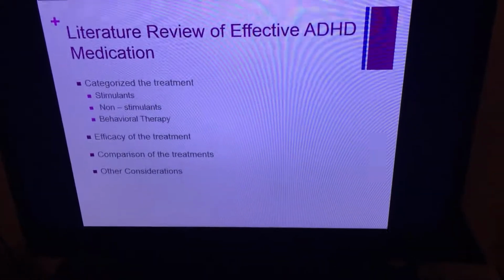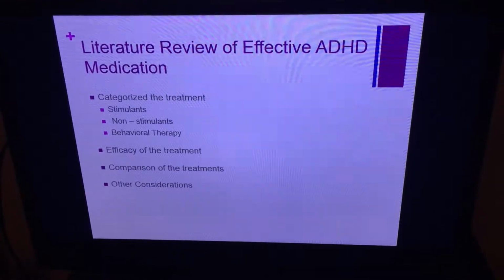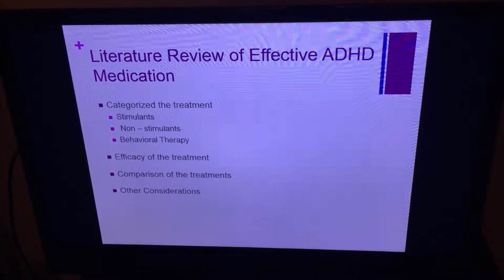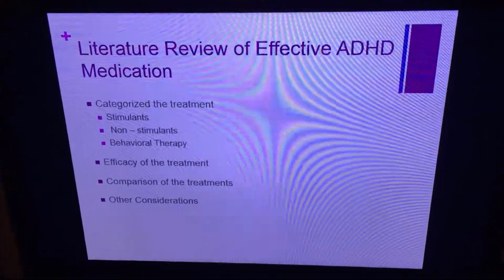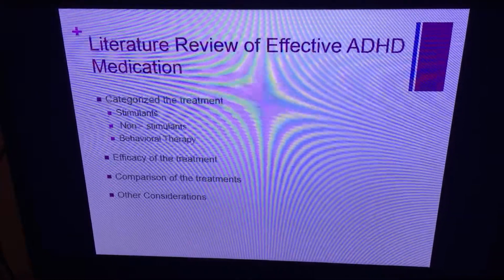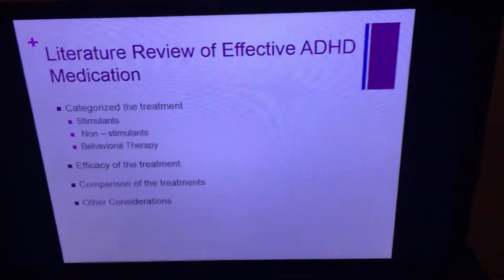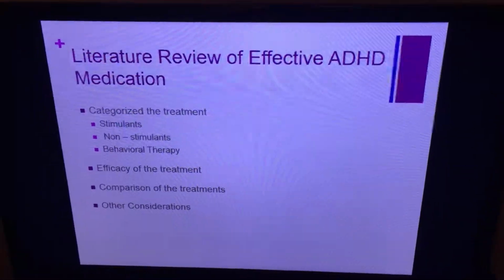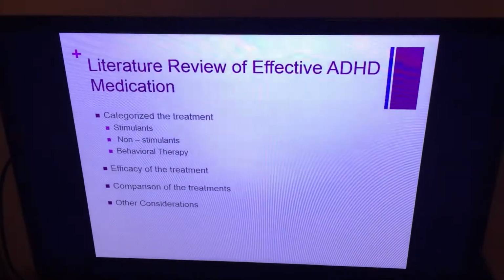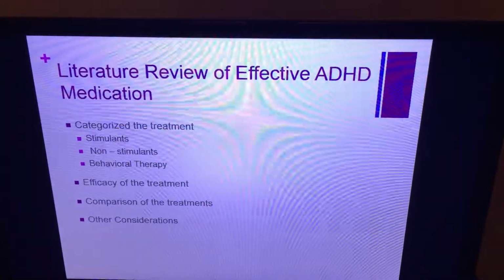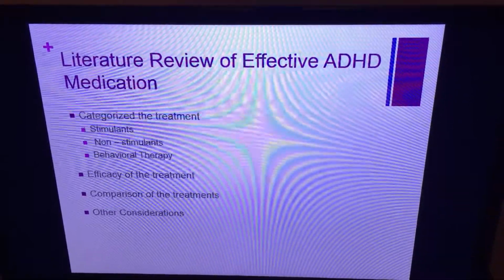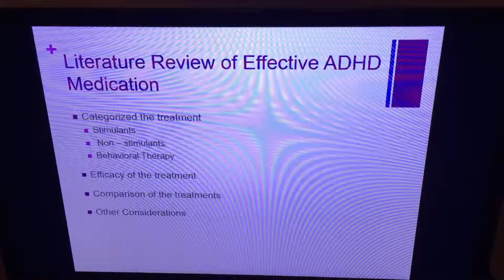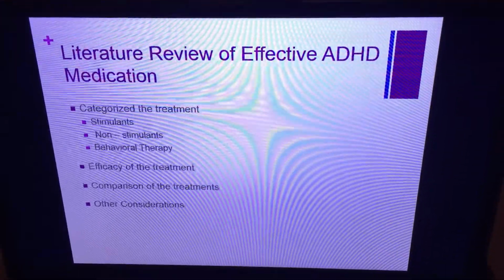Okay, and then next, there's a literature review of effective ADHD medication. This reviewed the past 15 years of effective ADHD medication. The first step, they categorized the treatment into 3 categories: stimulants, non-stimulants, and behavioral therapy. And they measured the efficacy of the treatment, and then compared the treatments. So after comparing 15 years of research, the literature found that behavioral therapy is a comparable intervention to medication. So with that in mind, it's extremely important to know that and advocate for that when dealing with a young kid and their first jump is to push for meds.